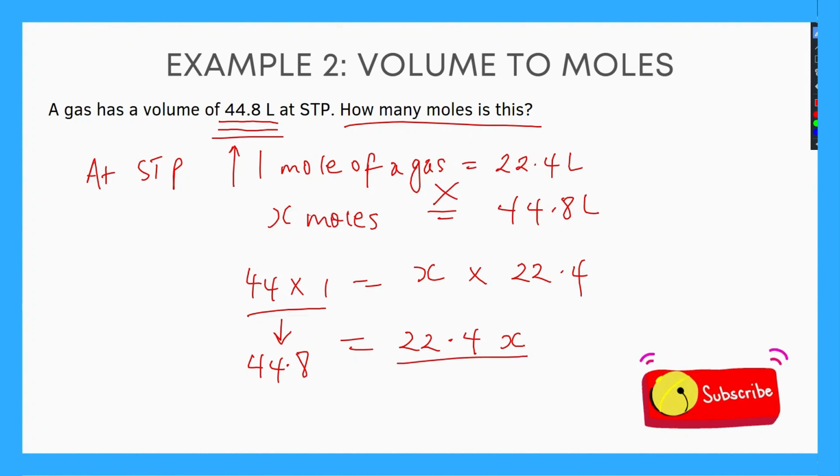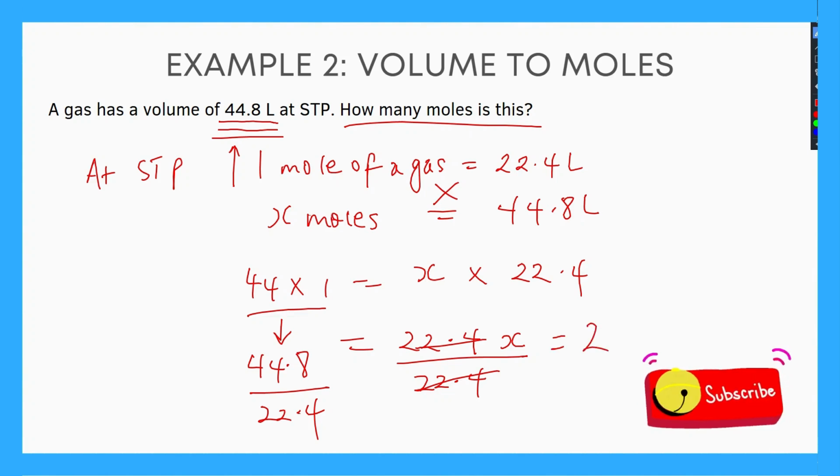X now becomes 44.8 over 22.4. We divide both sides by 22.4. So 44.8 divided by 22.4 gives us 2. What's the unit now? Remember, we are looking for how many moles is this? So this becomes 2 moles. So you see how that was carried out.